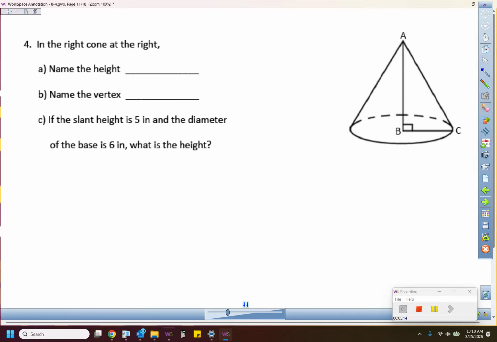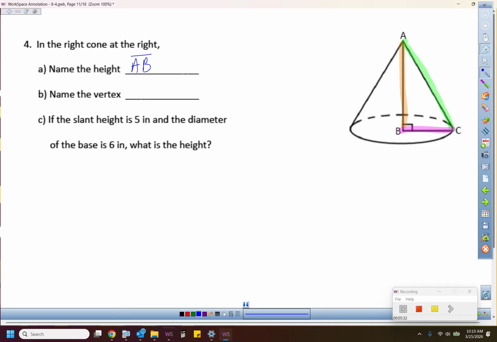This is a right cone at the right. Name the height. Question for you to make it fast. Is it the orange guy, or is it the green guy, or is it the pink guy? Which one of those is the height? Orange one. He is a segment, so let's call him segment AB. Isn't that orange one like segment AB?